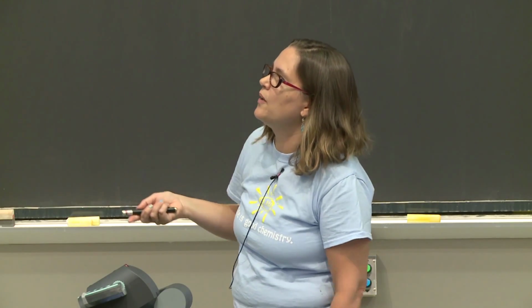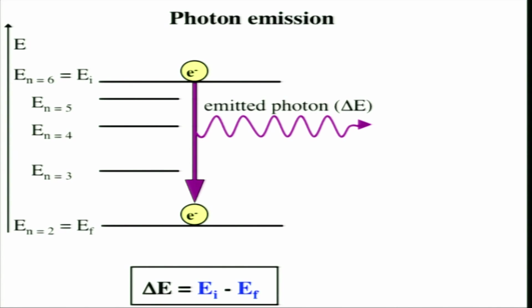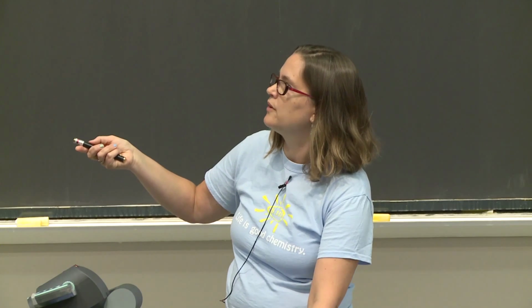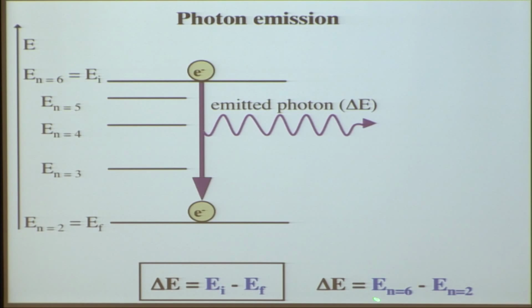So the difference here, we can consider an actual case where we're going from an energy level of n equals 6 to an energy level of n equals 2. And we can think about what the energy difference is between these two, and we can just write that equation out. The electron started at n equals 6, the energy of the n equals 6 state, and it goes to the energy of the n equals 2 state, so energy n equals 6 minus energy n equals 2.